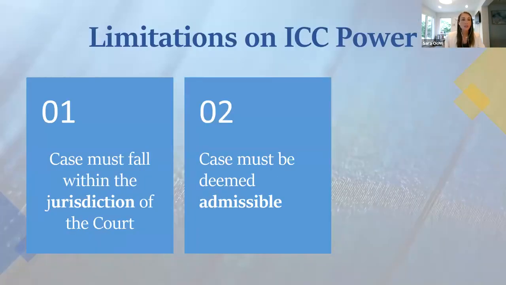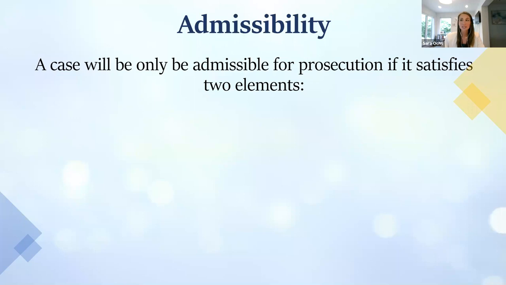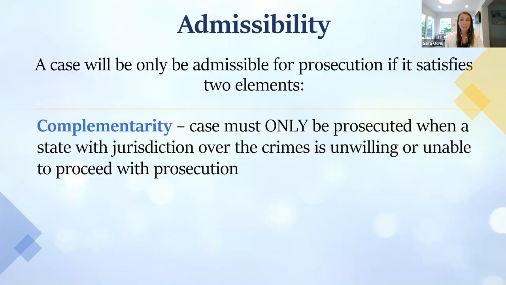Okay, second category of limitations. The case must be deemed admissible. And again, we have a fancy definition for admissibility with two separate requirements. In order for a case to be deemed admissible for prosecution, it must satisfy first what's called the complementarity principle, which again reinforces the court as a court of last resort. The case can only be prosecuted when a state with jurisdiction over the crimes is either unwilling or unable to prosecute. Driving that back home yet again.